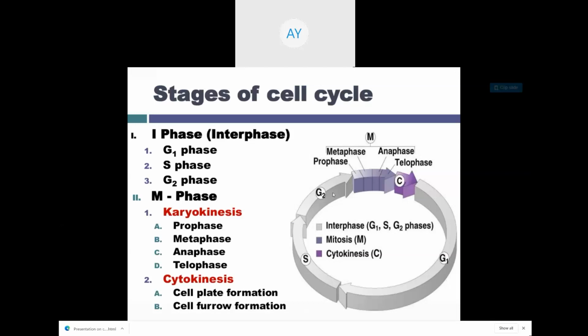Okay, now M phase means mitosis or meiosis. Not only mitosis, not only meiosis, means the division phase. So there are two events I have already told you: karyokinesis, followed by cytokinesis.